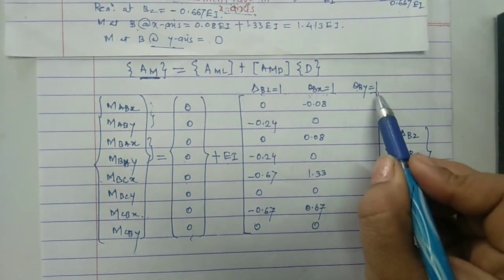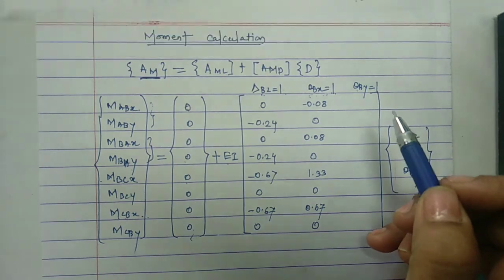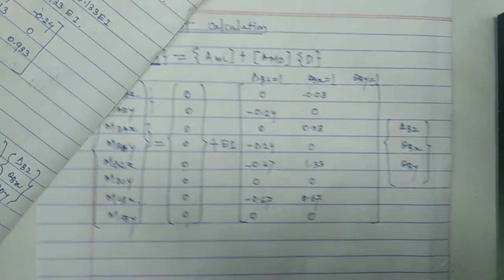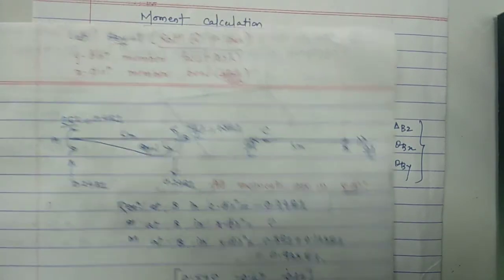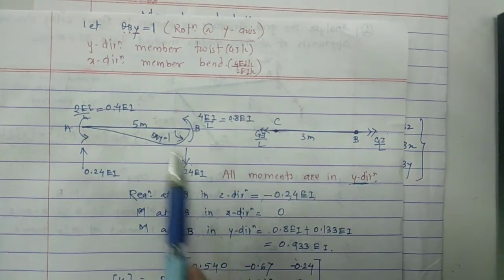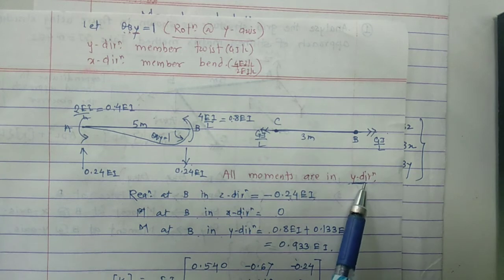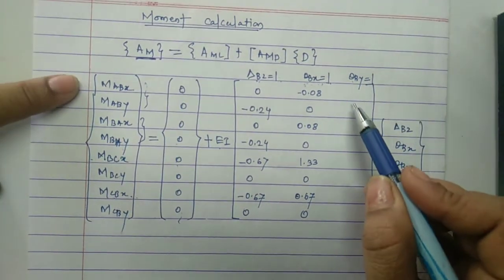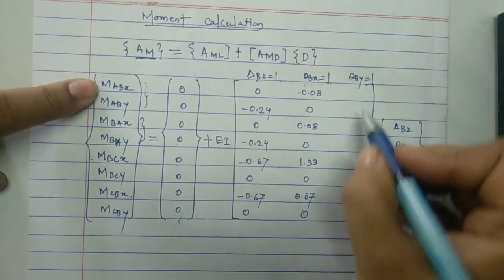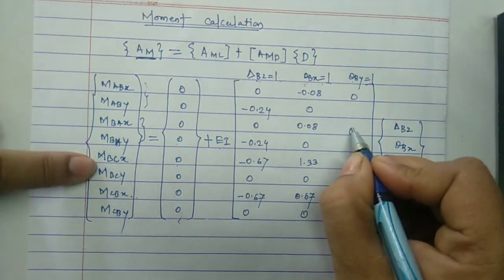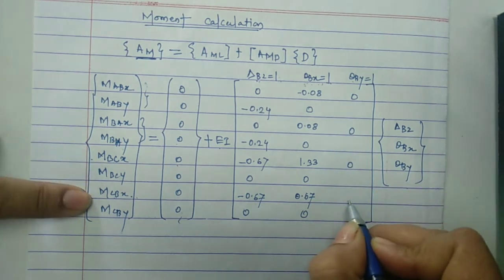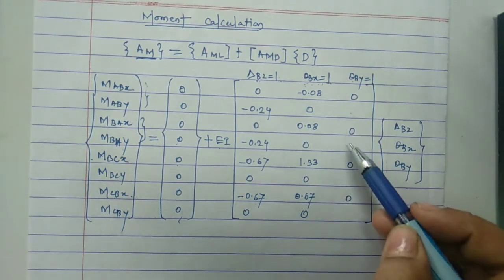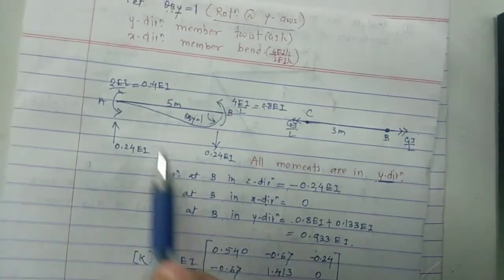Now third column, theta BY equal to 1. So see the figure of theta BY equal to 1. So when this theta BY equal to 1, see all values are in X direction. Sorry, in Y direction. All values are in Y direction. So right here, for X moment, only Y values are present there. So here ABX 0, BAX 0, BCX 0, CBX 0.